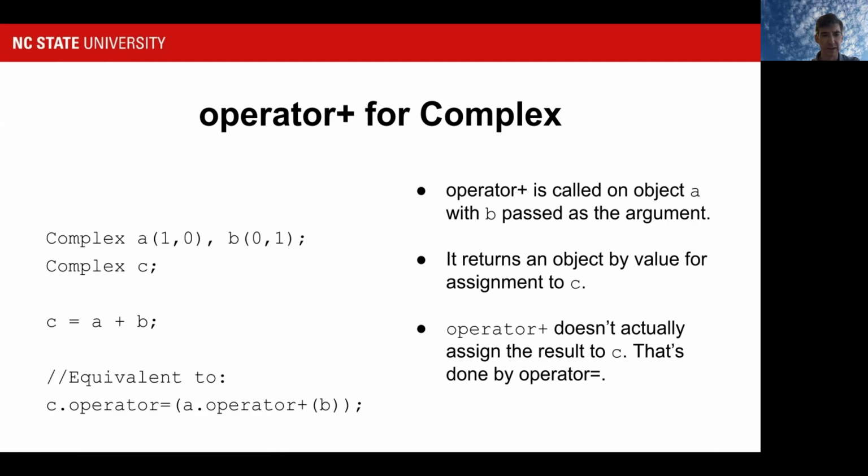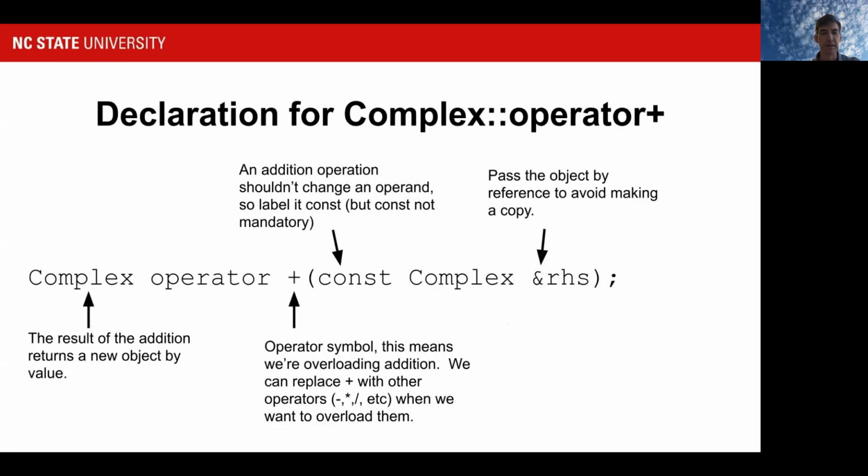Fortunately, it's just a lot better and a lot cleaner to write C equals A plus B. Just making a little more sense of how this member function is declared. A member function for addition is going to take an object of the same type as an argument. So this is another complex number we want to add. And the const just means we promise not to change this inside our addition function, which is a nice thing to promise. It's not required, but it's a good thing to do.